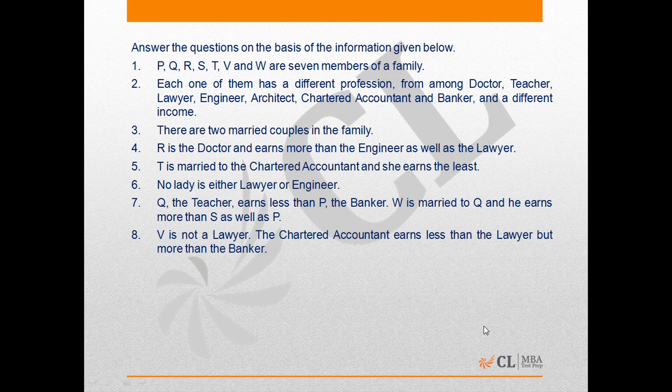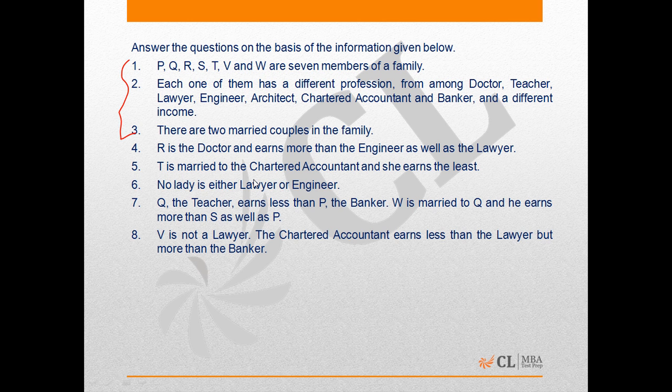This problem is based on blood relation in a certain sense, but not completely. There are 7 members in a family. Each of them has a different profession from among doctor, teacher, lawyer, engineer, architect, chartered accountant, and banker, and each of them earns a different income. There are 2 married couples in the family. So the first 3 statements give generic info.